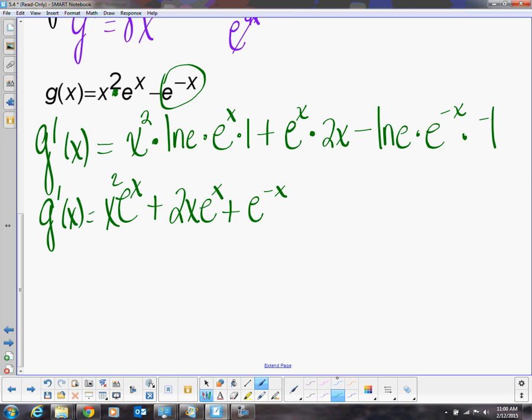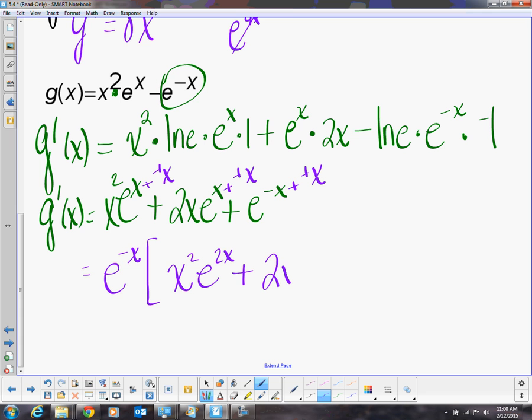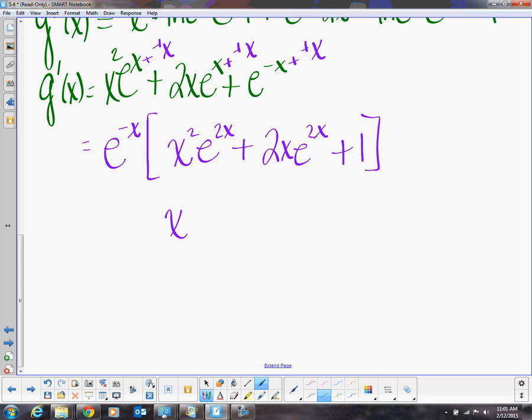What can be factored? E to the negative x. Why do we choose negative x? It's the smallest. Minus a minus x, minus a minus x, right? Because when we factor, don't we subtract exponents? So this is going to be x squared e to the 2x plus 2x e to the 2x, and now that will be e to the 0, which is 1. Kind of cool, don't you think?